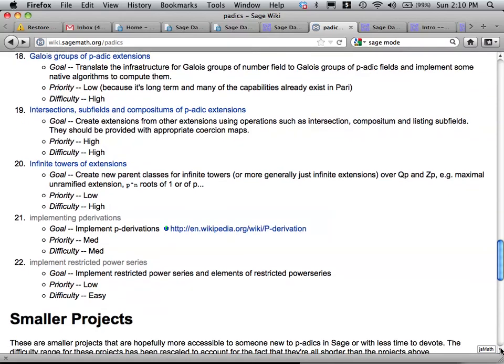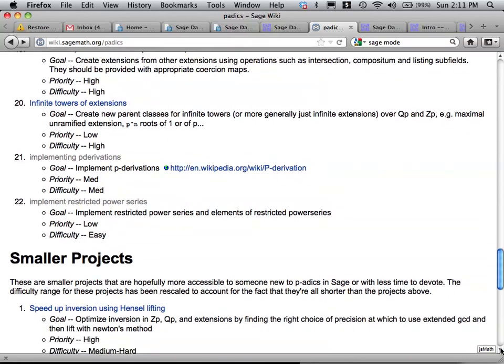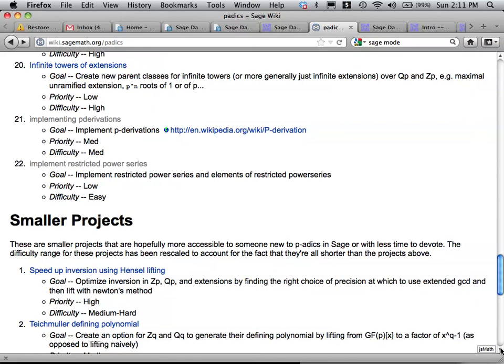Being able to compute Galois groups. Right now, Pari is able to do it for number fields, but Pari doesn't really have a lot of functionality for supporting local fields more fundamentally. So being able to take extensions of local fields, compute with their Galois groups, and apply the elements of those Galois groups to local fields. Intersections, subfields and compositums of p-adic extensions. Towers of extensions, including lazy infinite towers of extensions that come up in p-adic Hodge theory.